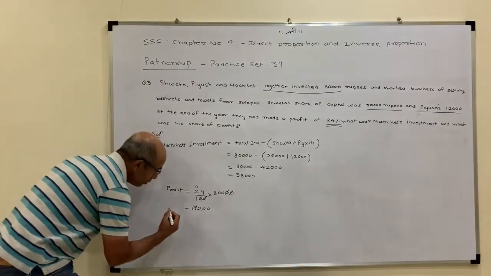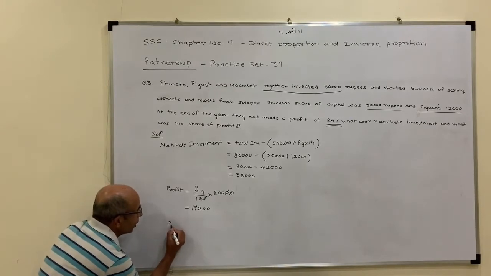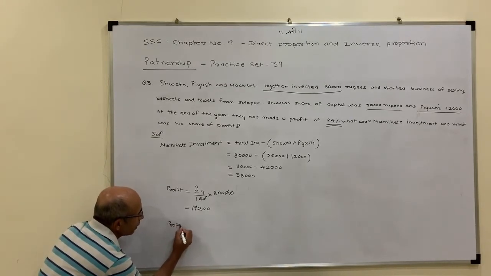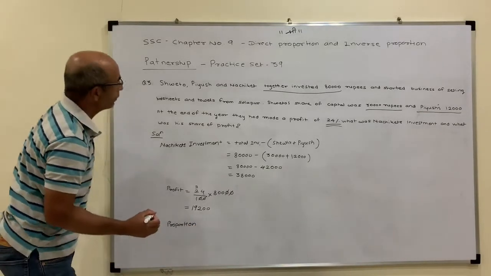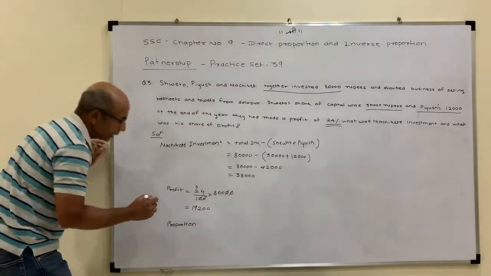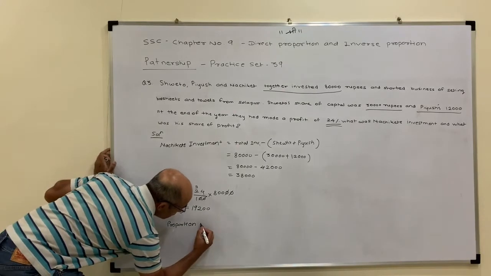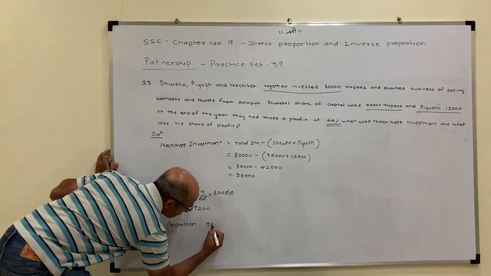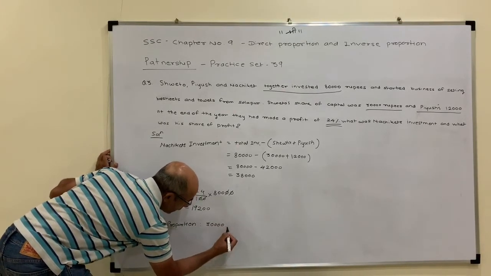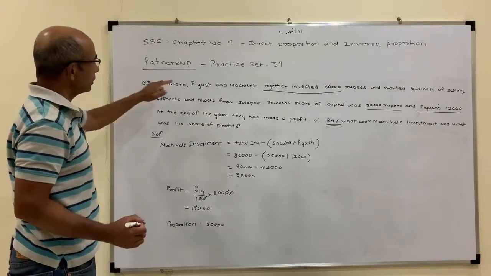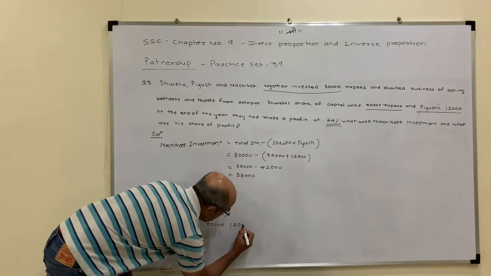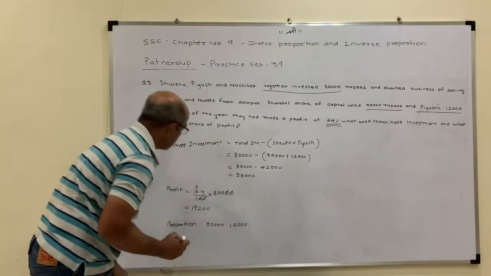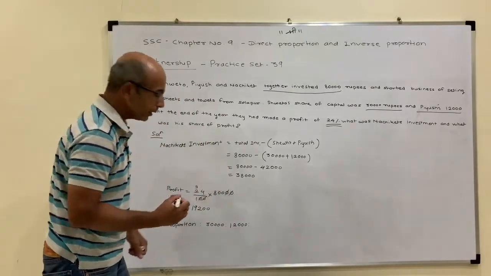Now let's find out the proportion. Proportion is what? How much Shweta invested? Shweta, the first person, 30,000 rupees. How much Piyush, the second person? 12,000. And how much Nachiket? We found out 38,000.